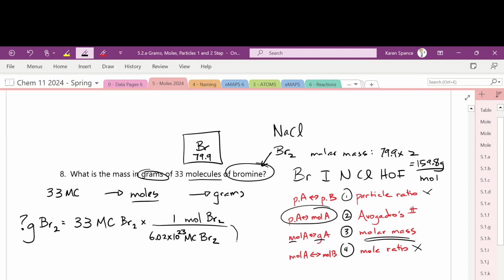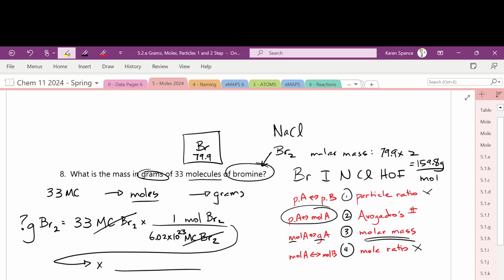And once again, I have not left myself enough room, but that's okay. We can do this here. Molecules have canceled. Now we're left with moles, and we want to find grams. What is the conversion factor between moles and grams? Molar mass. So we want to cancel the moles of Br2 and find the grams of Br2. And that gives us, oh, we just figured that out, 159.8 grams of Br2 per 1 mole.